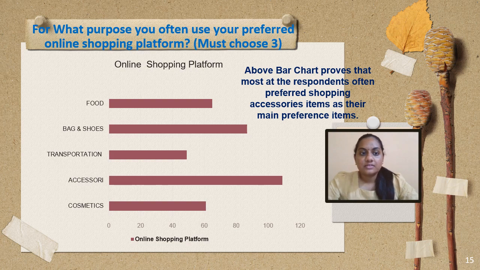Okay. Next question is, for what purpose you often use your preferred online shopping platform? Respondents are given 3 choices to choose. This is a bar chart and it proves that most of the respondents often preferred shopping accessories items as their main preference, which is 109 respondents and 77.3%.